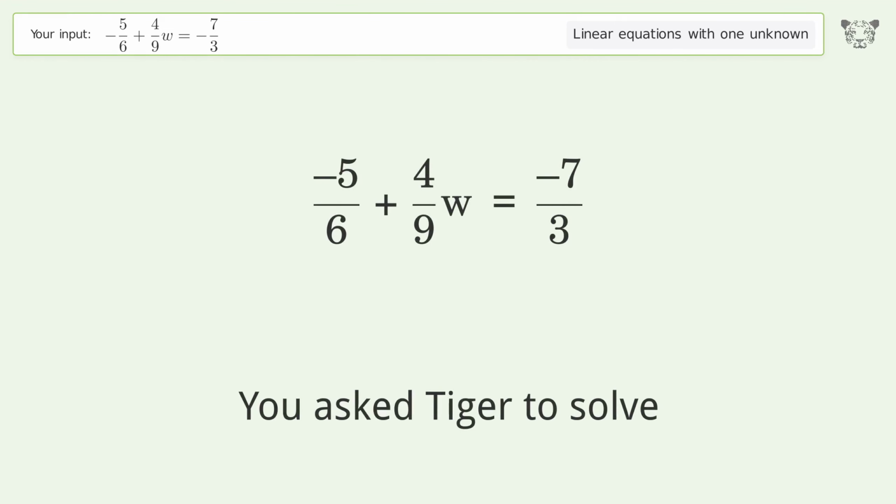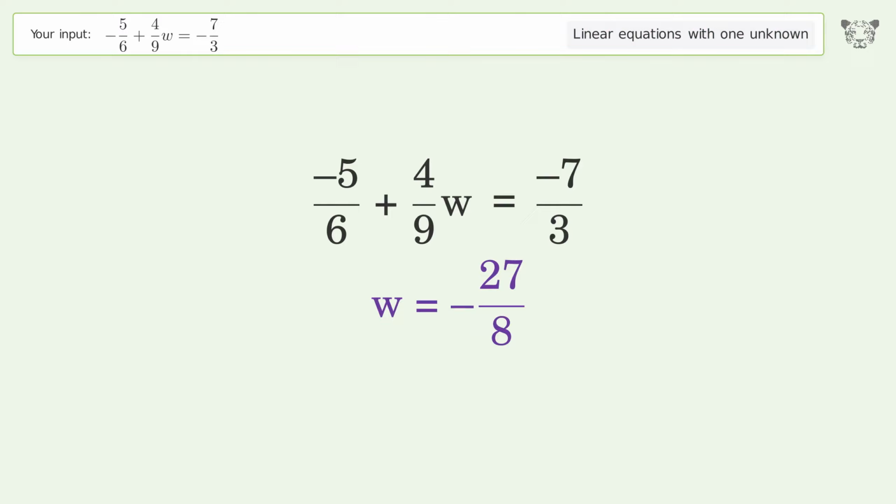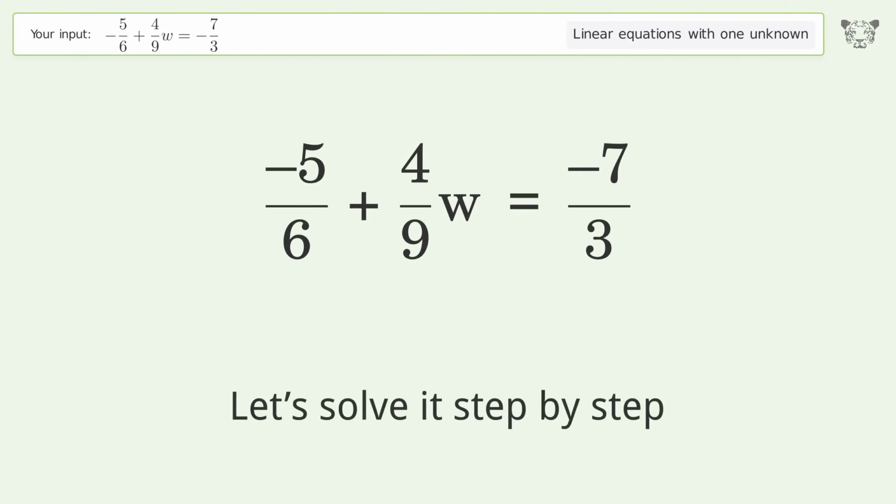You ask Tiger to solve. This deals with linear equations with one unknown. The final result is w equals -27/8. Let's solve it step by step.